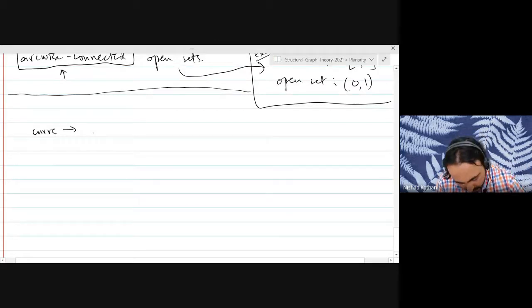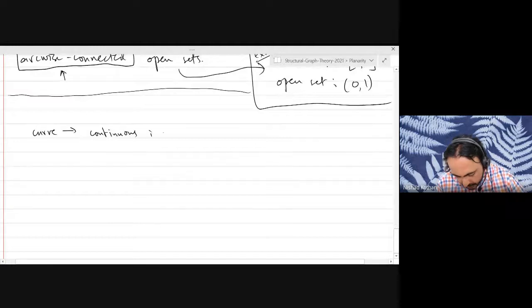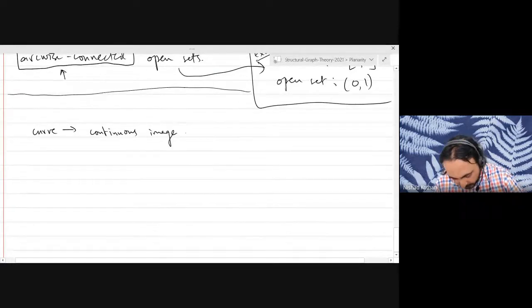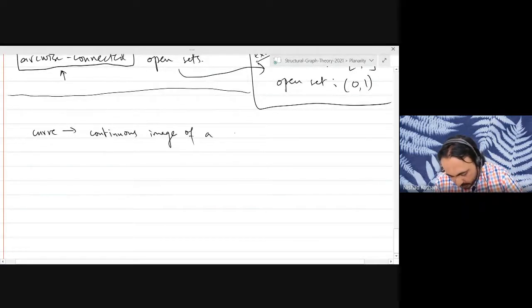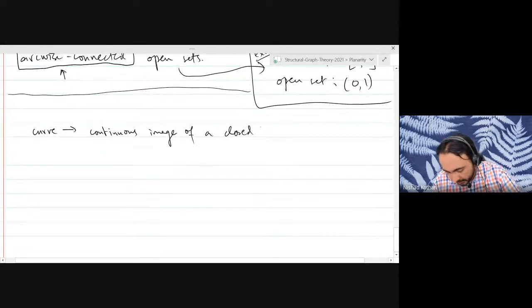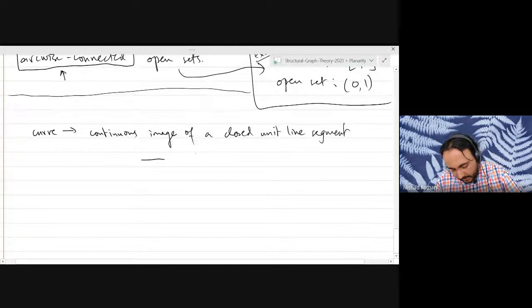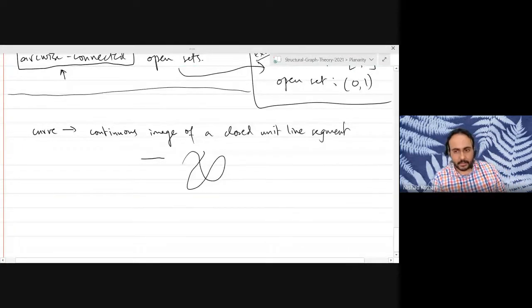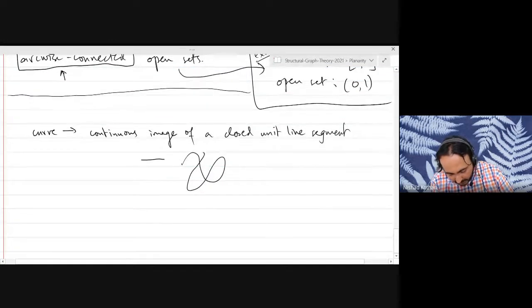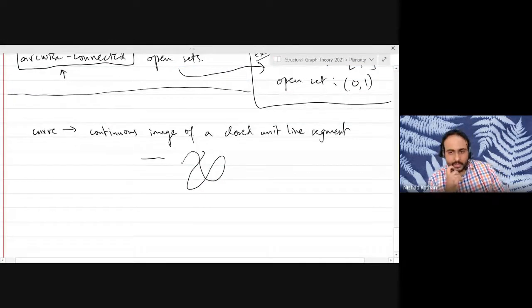Okay, so what's a curve? A curve is just a continuous image of a closed unit line segment. So you take the unit line segment and you take any continuous image of it. It starts at one point and it ends at another point. So long as it's continuous, it's a curve.